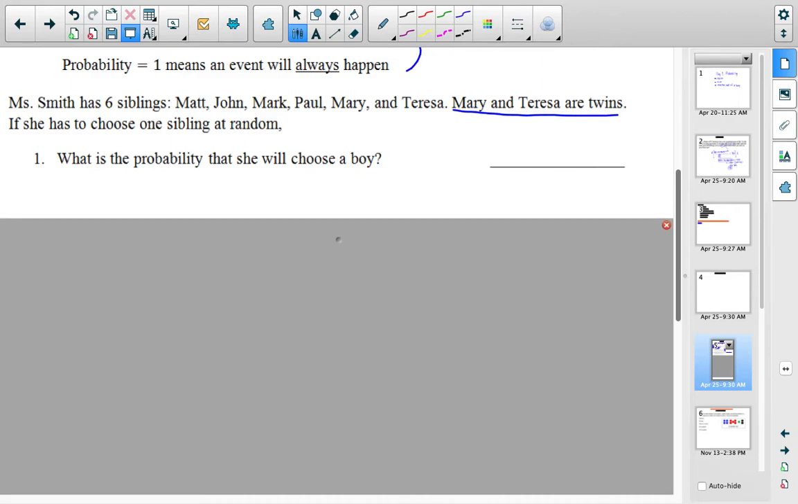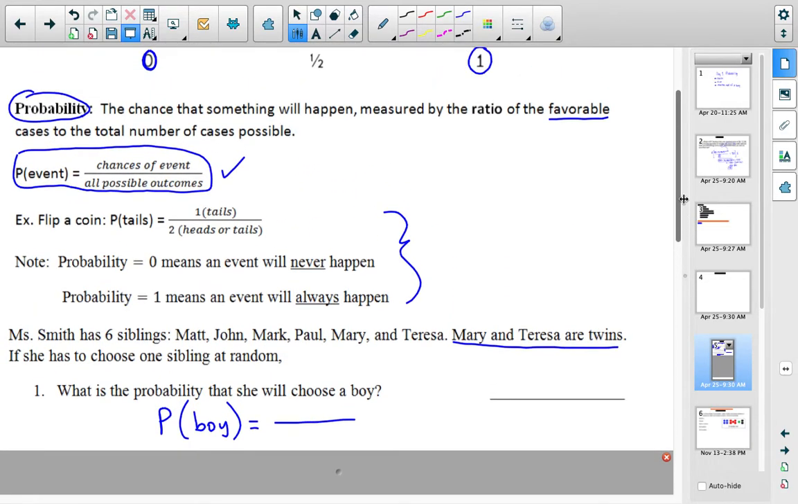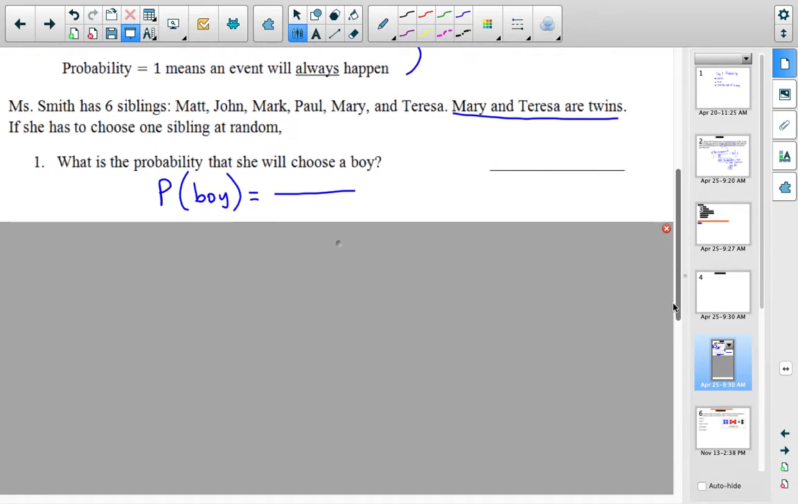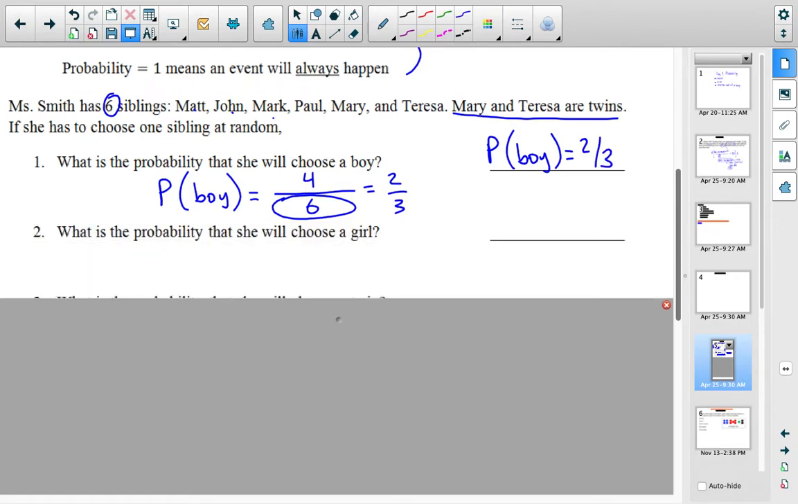Remember, the way we would write this is the probability of a boy equals, we look back up at our definition, the chances of it, basically how many boys are there? Well, Matt, John, Mark, Paul are boys. How many total siblings? This would be my denominator. How many total siblings does she have? She has 6, right? And so that reduces to 2/3. So the probability of a boy is 2/3.